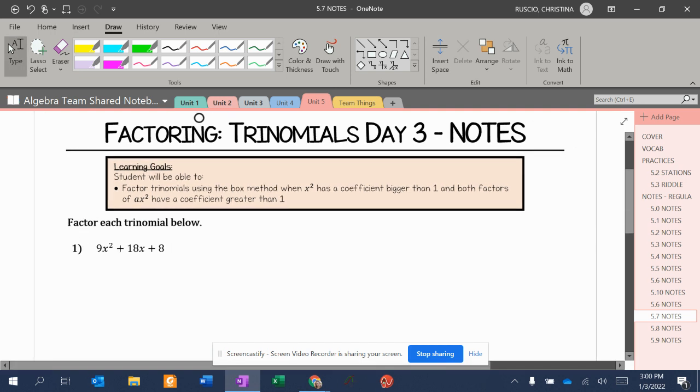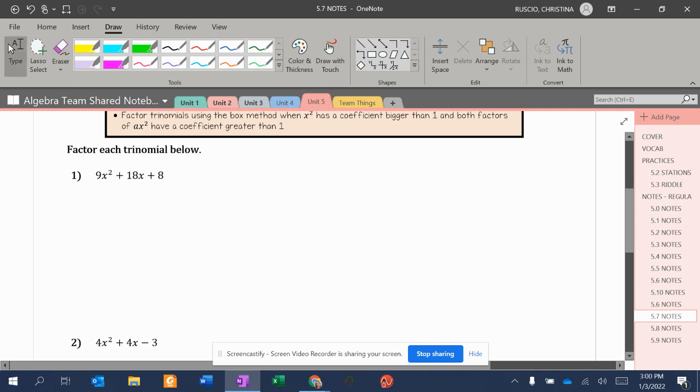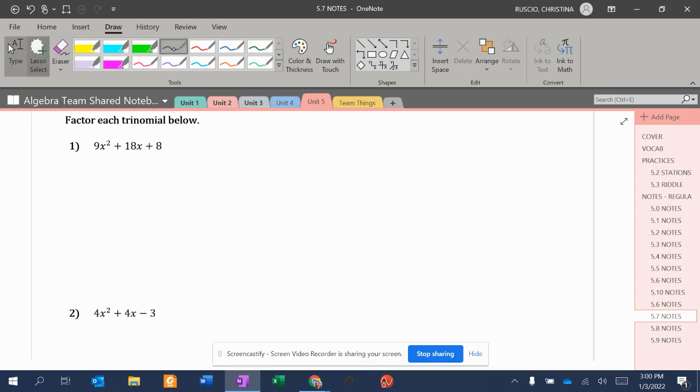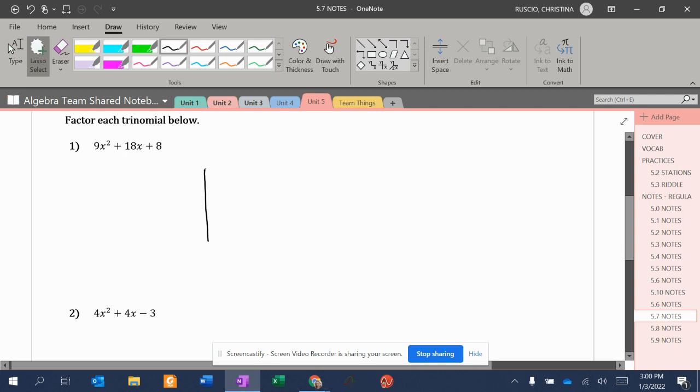However, we are going to notice that today both of the numbers and the x values on the sides of the box are going to be values that are bigger than 1. So let's talk about question number 1. Number 1 says factor each trinomial below. So we are going to set up the box for number 1, and we are going to fill it in with the information they gave us.